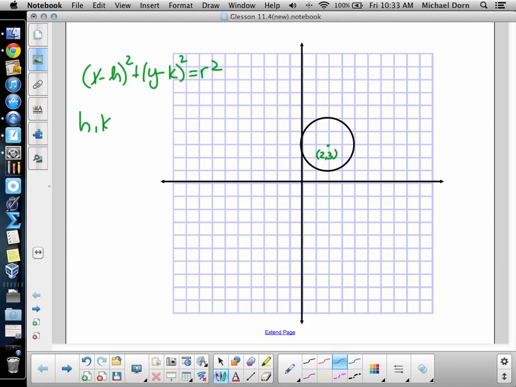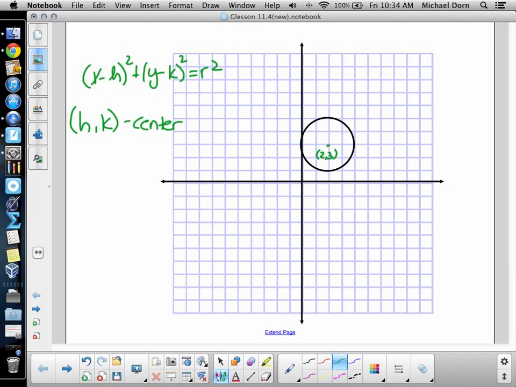h, k are the coordinates of the center. Now, a lot of you aren't taking any notes, which is why you didn't know that formula at all or how to use it. But we did this exactly yesterday. This is what the whole day yesterday was about.